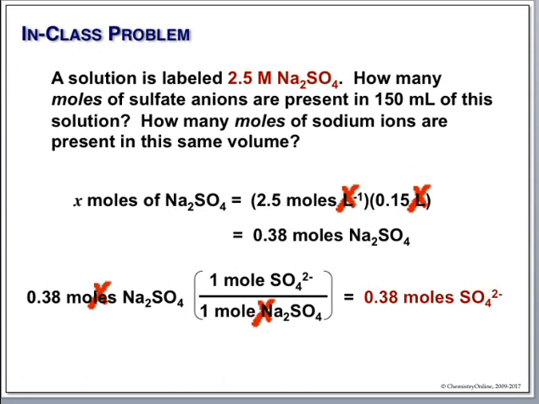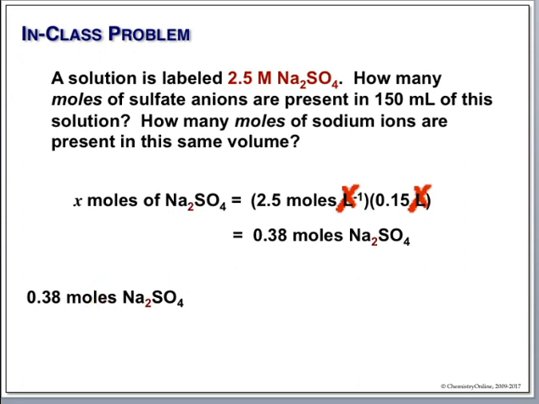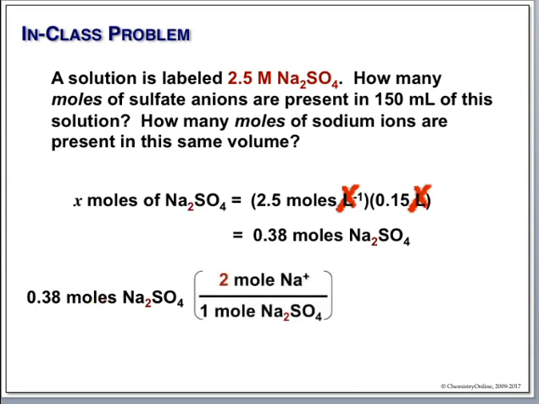Now the mole ratio for sodium is different. There are 2 sodiums in every sodium sulfate. So we take our 0.38, multiply it by 2, and we get 0.76 moles of sodium. Simply look at your compound, do your mole ratio, and that way you can convert number of moles into the number of moles for each of the ions. So let's do one more of these.